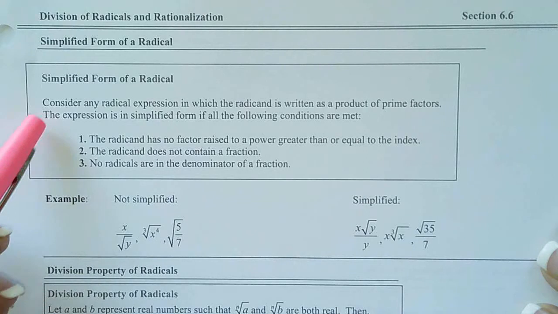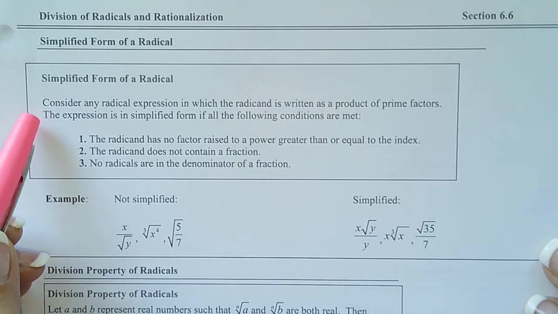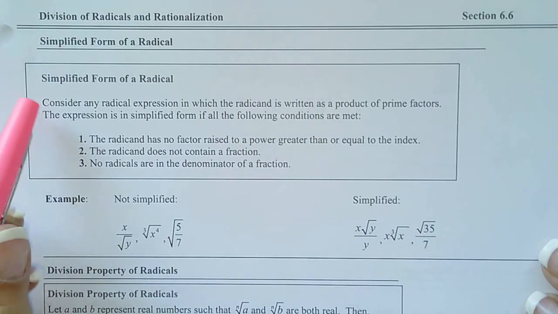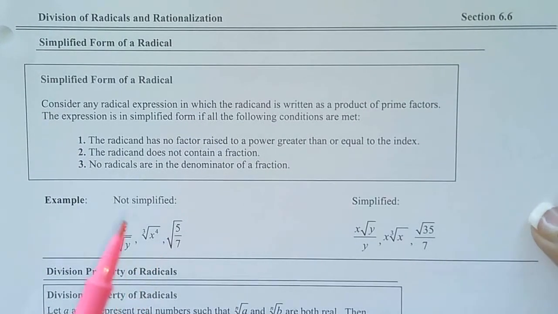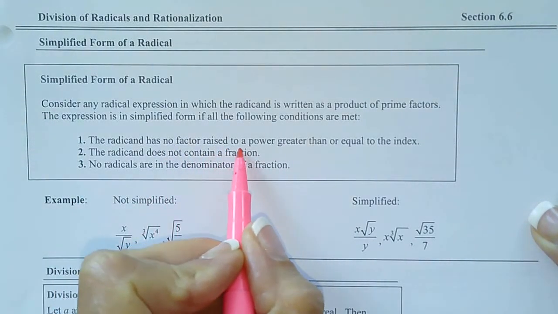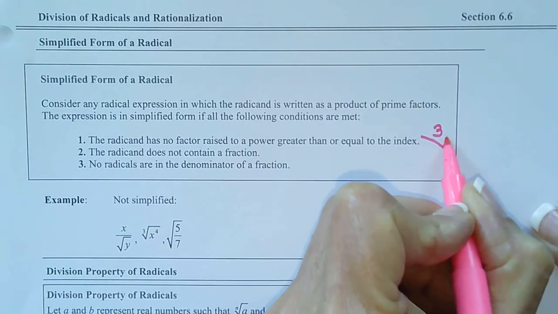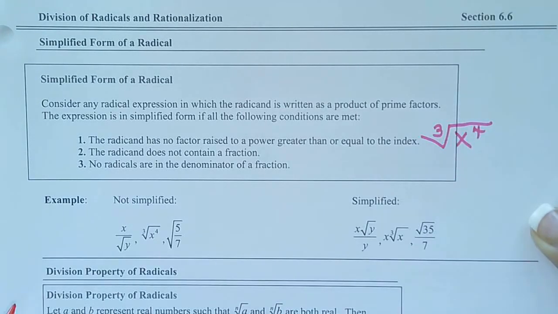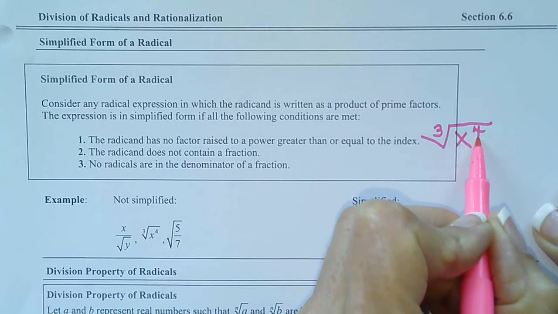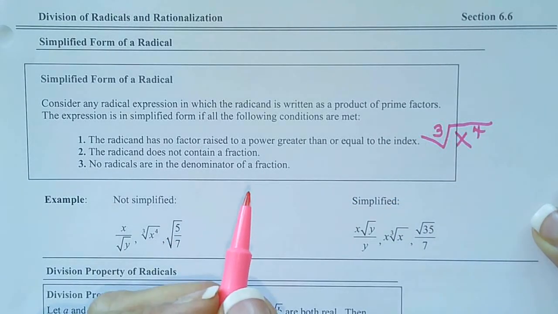So this was given earlier in the notes, but I just listed it again because I think sometimes students go, I don't know whether it's simplified or not. So this is how you can tell if a radical is simplified. The radicand has no factor raised to a power greater than the index. So if we had cube root of x fourth, that can be simplified because the power of the radicand is greater than the power of the index.